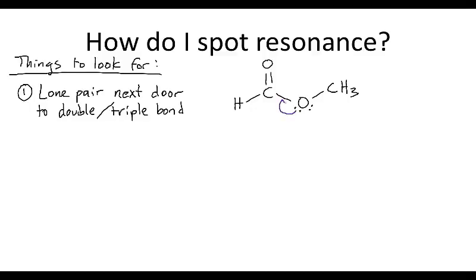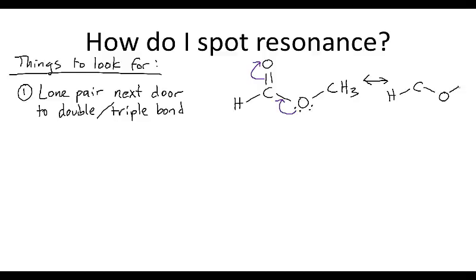So, I can draw an arrow showing this pair of electrons getting shared with the carbon. Now, carbon doesn't have room for any more electrons right now. Is there a way carbon can make room for electrons? Well, what we can do is have this pi bond move out onto the oxygen to make room for the incoming lone pair. And when we do that, what we get is an alternate resonance structure.